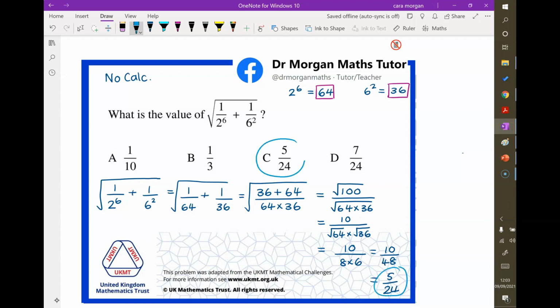I'm going to look at those answers now because I know that that is the answer. I can see the answer C. That is the correct answer. So you might have done it slightly differently to me, but I think that my way is quite efficient without a calculator.